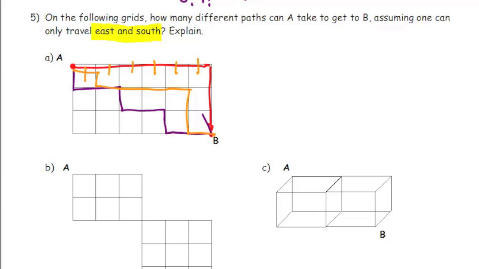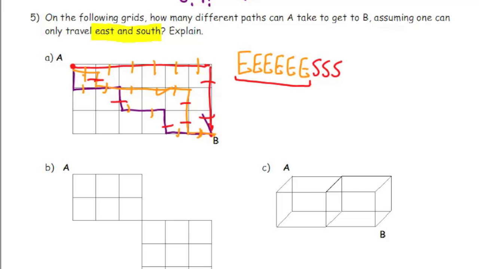So if we take a look at these 3 paths, something interesting occurs: no matter which way we traveled, we still traveled 1, 2, 3, 4, 5, 6 blocks to the east. So it was always 6 blocks east. Let's write that out as letters. And no matter which path we took, we always went south 3 times. So if we write that out as letters, we get this particular set.